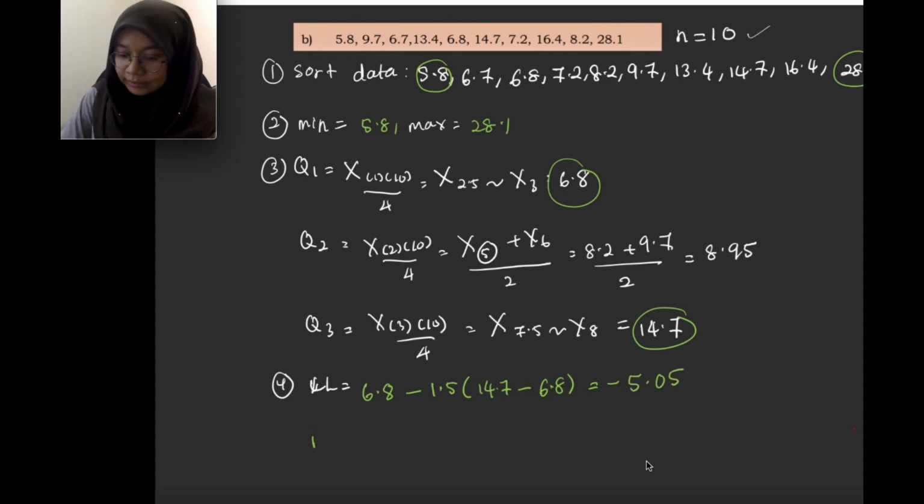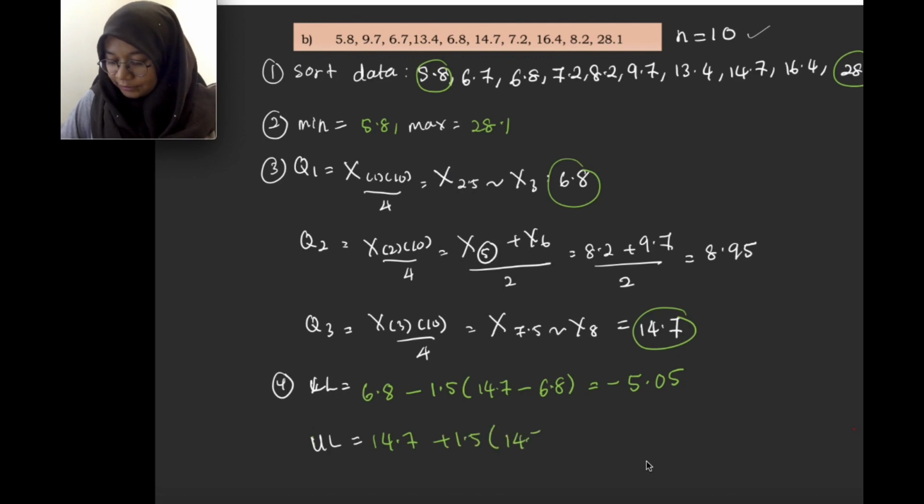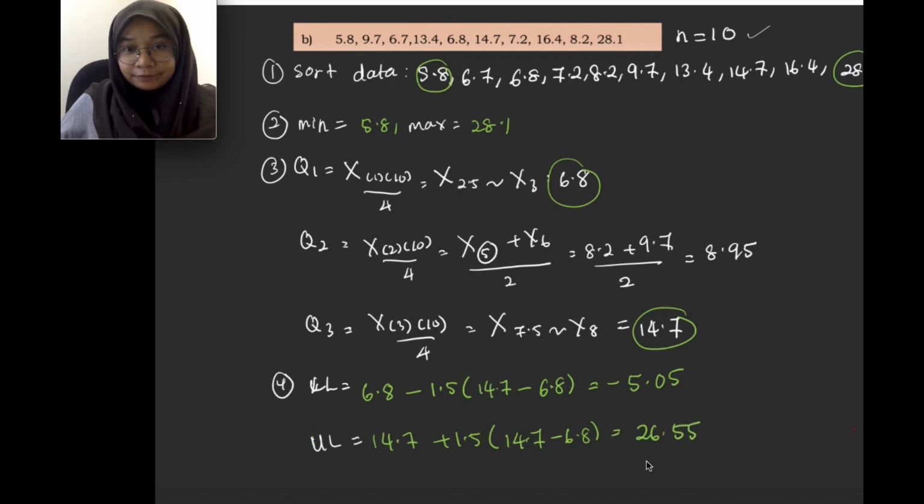And then the upper limit is equal to Q3, 14.7, plus 1.5 times (14.7 minus 6.8). Here you will get 26.55. I go very fast here, so please calculate it correctly. So is there any outlier? Look at here, is there any data less than negative 5.05? No. Is there any data greater than 26.55?